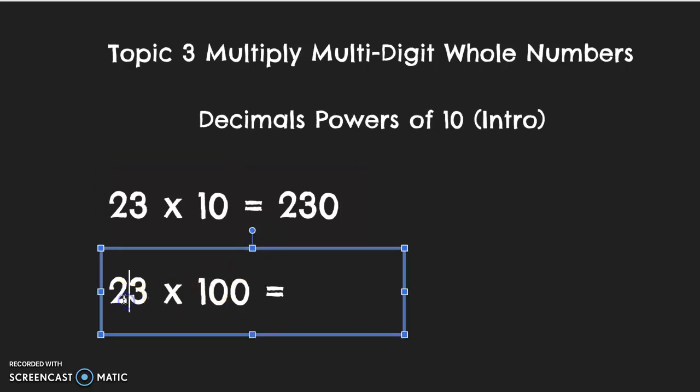So if I look at the second one, 23 times 100, what would that be? Hopefully you were able to say that's 23. And then I got to add 2 zeros because there's 2 zeros right here. And then I could go in and put this comma. You wouldn't need that comma, but I'll put that comma in there.